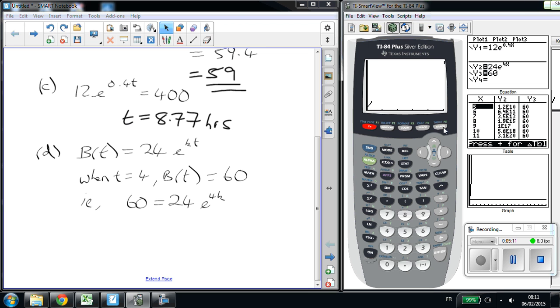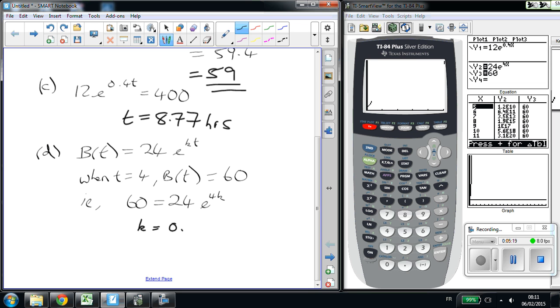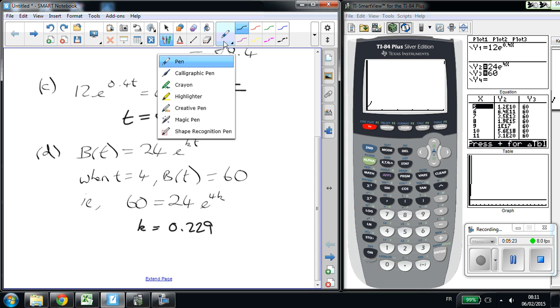Okay. Well, in fact, if you try that on your own calculator, you should find that k equals 0.229, to three significant figures.